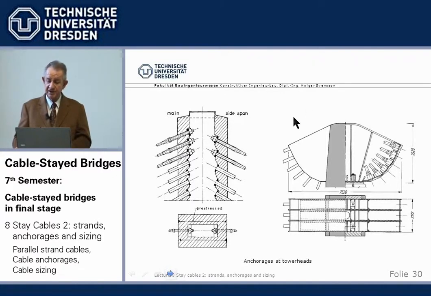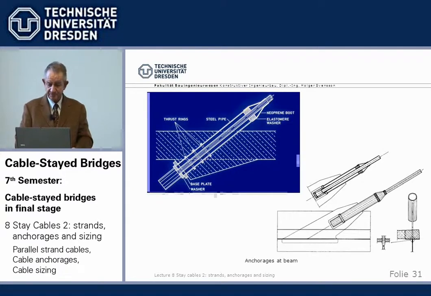If we have a steel tower head, we anchor the stay cables between some longitudinal plates, two or more, and then we just have to shift the force over crossbars here into the plates. That's the basic idea. At the beam, in concrete, the classical anchorage used for most concrete cable stay bridges.